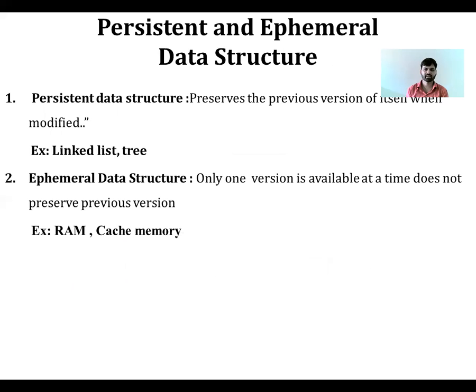Then what are persistent and ephemeral data structures? A persistent data structure preserves the previous version of your data structure, meaning you preserve your previous elements, as in linked list and tree. The various previous elements in your data structure are interrelated. An ephemeral data structure means only one version is available at a time. It does not preserve the previous version; it doesn't need it.